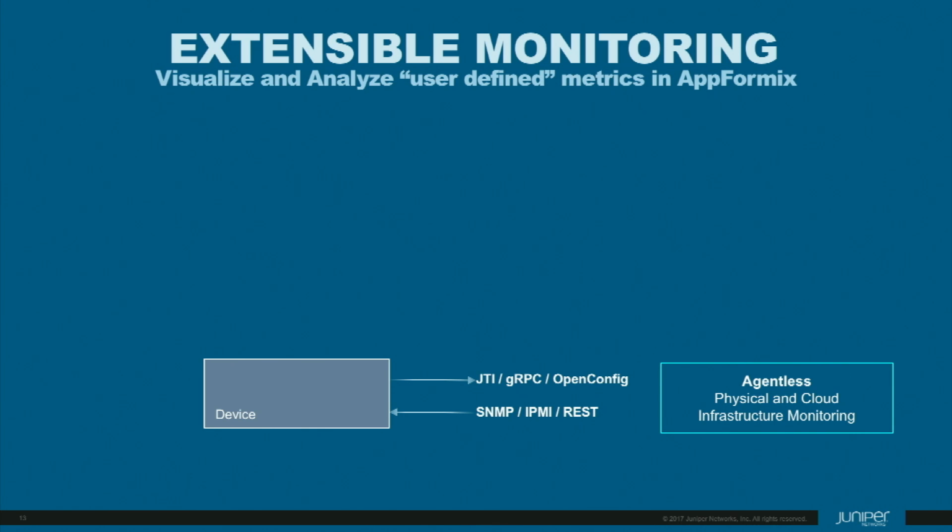But moving forward, what our users are asking for is streaming telemetry. They want push. They don't want polling of SNMP. They don't want polling of IPMI. They want things like Junos Telemetry Interface, JTI, which is pushing information off of the network device, or OpenConfig, which is a standard being developed for streaming telemetry.